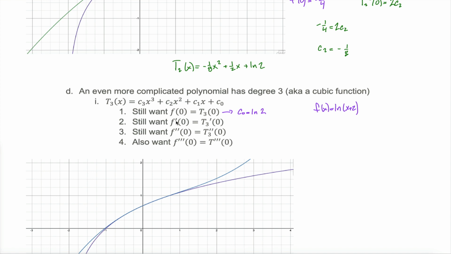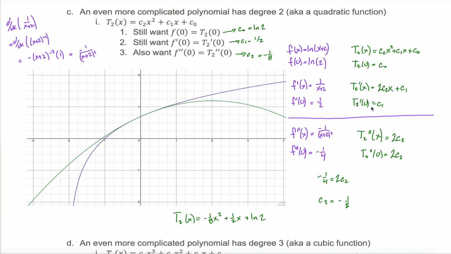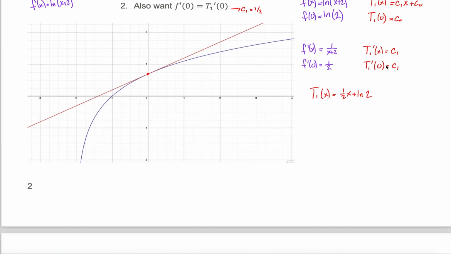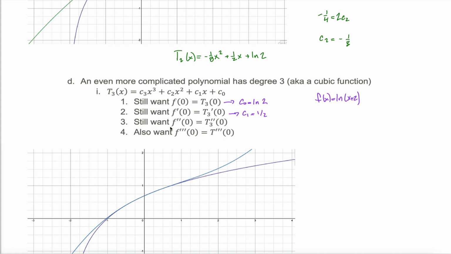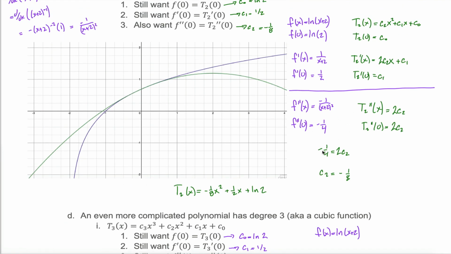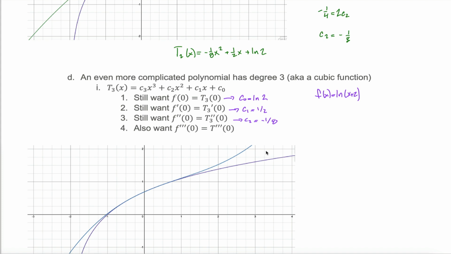And to ensure that the function has the same slope at 0 that the polynomial does, I still need c1 to be equal to 1/2, as we calculated up here, and we also calculated up here. If I want the function and the polynomial to have the same second derivative at 0, I know that c2 has to be equal to negative 1/8, as I calculated in this previous iteration. So really the only calculation that I have to do as I move into this third degree polynomial is make sure that the third derivative of the function at 0 is the same as the third derivative of the polynomial at 0. What's the third derivative of the function?